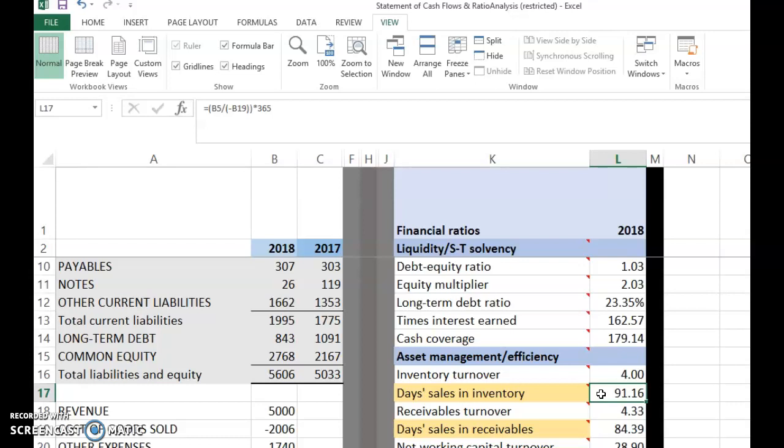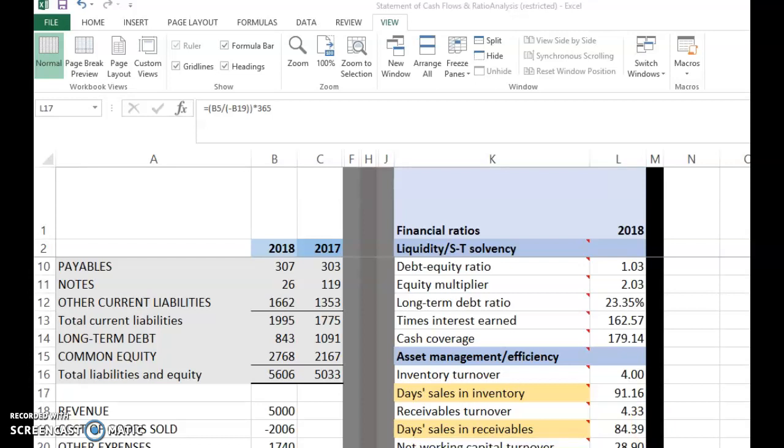Now, if this 91.16 is lower, let's say 80 days, that means the company is more efficient in using its inventory to generate sales, because it keeps the inventory for a shorter time period. It sells the inventory sooner. So that's the idea behind these two ratios.